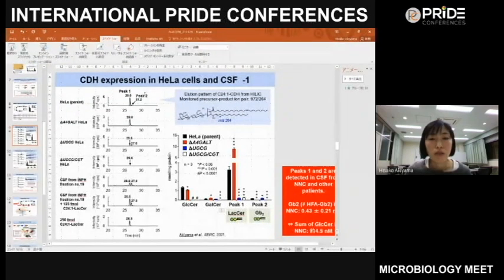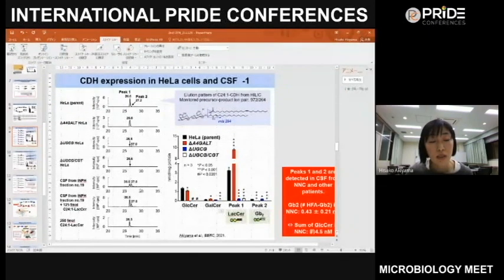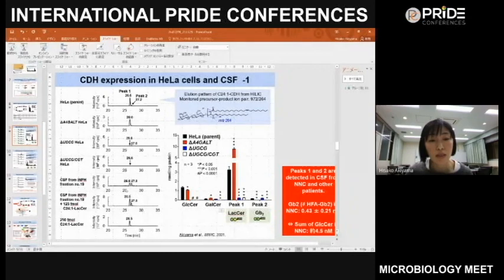This is the result for peak 1 and peak 2. This chromatogram shows the CDH having C24:1 fatty acid in the ceramide part, and this graph shows the combined value of CDH having other lengths of fatty acid. In the parental HeLa cells, two peaks were detected, and these two peaks have similar retention times to the two peaks detected in the purified fraction from CSF.